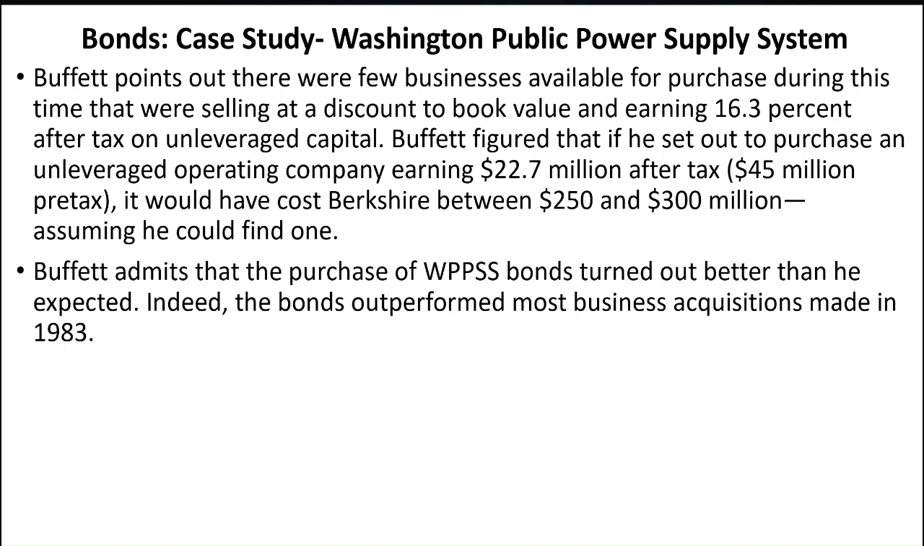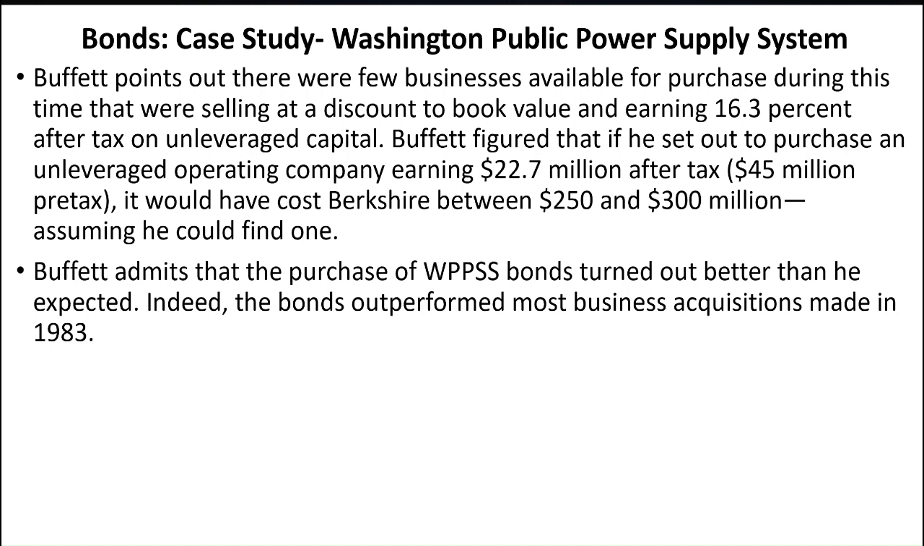Warren Buffett points out that there are few businesses available for purchase during this time that were selling at a discount to the book value and earning 16.3 percent after tax on unleveraged capital. Buffett figured that if he set out to purchase an unleveraged company earning 22.7 million after tax, 45 million pre-tax, that means 50 percent is the taxation in the United States of America, it could cost Berkshire between 230, 250 to 300 million, assuming that he would find one.